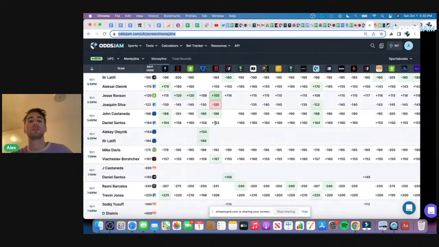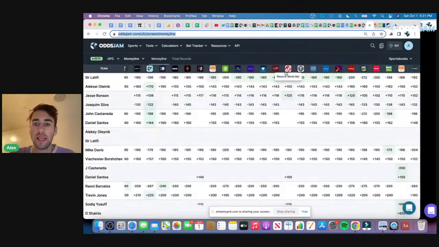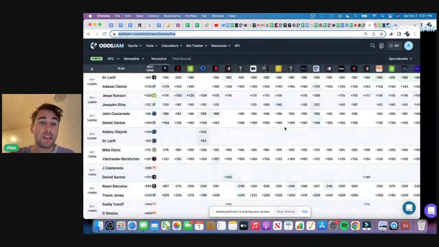Bovada has him plus 120. DraftKings has him plus 120. So you'll see it shows you exactly when the odds change. Bet Online changed Ronson from plus 107 to plus 105, 28, 29, 30 seconds ago. So the lines are constantly moving, which is pretty cool and also pretty useful to watch.